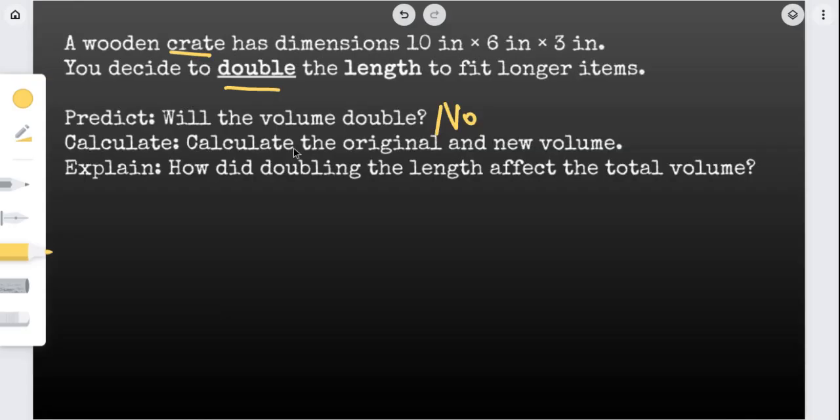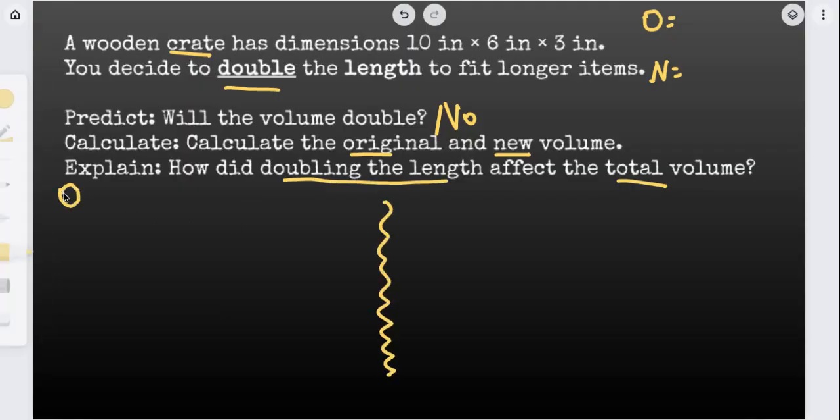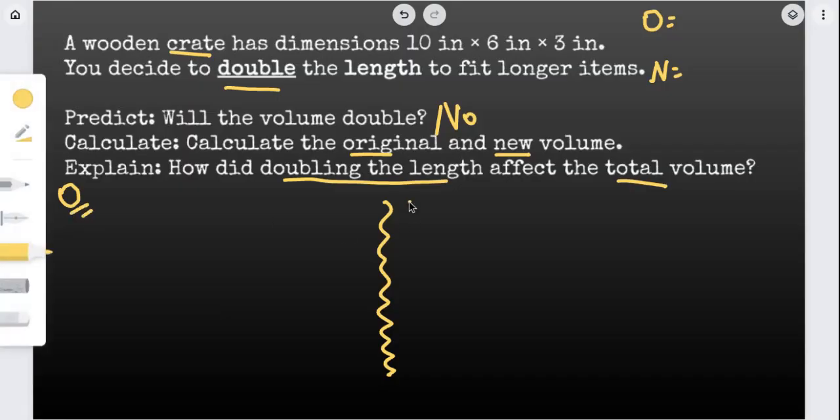The next step is to calculate the original volume and the new volume. So I'm going to go ahead and make a place to record my answers. There's going to be my original volume, and this is going to be where I put my new volume. And then the last step is to explain how doubling the length affected the total volume. So I'm going to go ahead and set this up so I'll have a place to clearly work for my original volume and a place to work for my new volume.